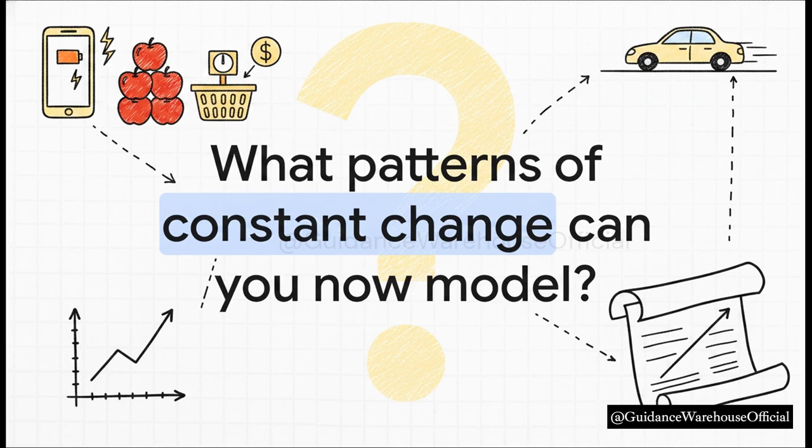So I'll leave you with this question. Just look at the world around you. The rate your phone battery is draining right now, the cost of buying bananas by the pound, a car driving down the freeway. You haven't just learned a formula today. You've learned the basic language for describing a changing world. So what other constant changes can you now model and predict?